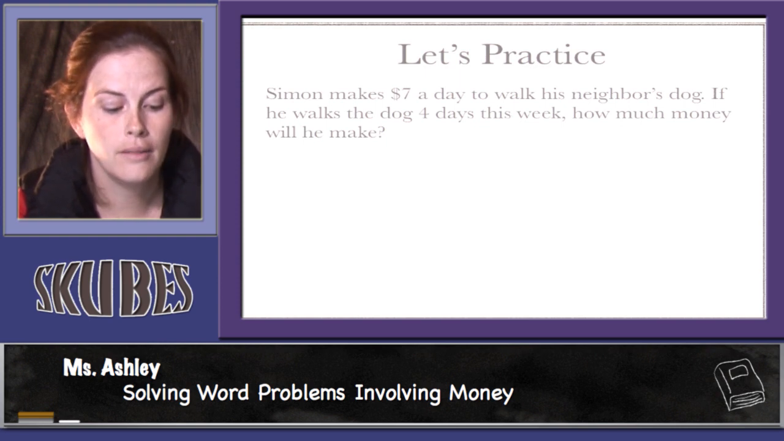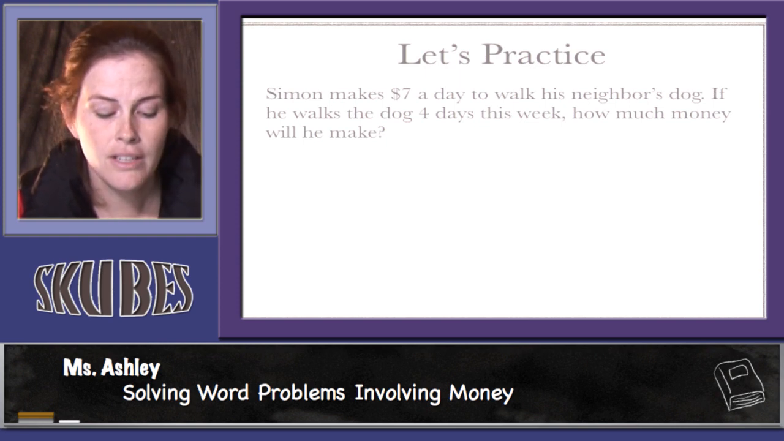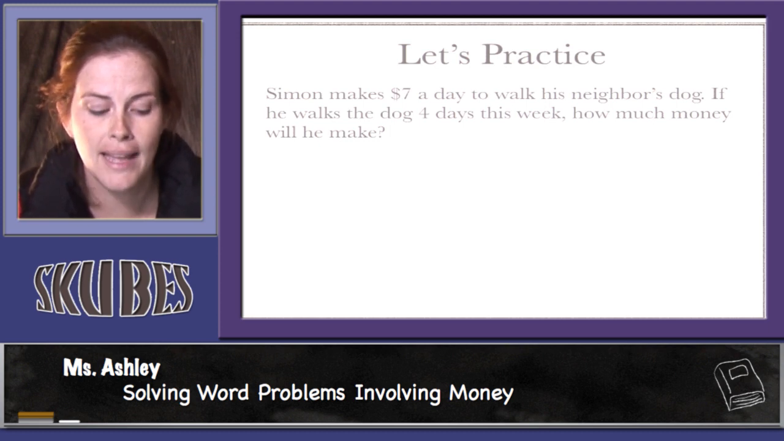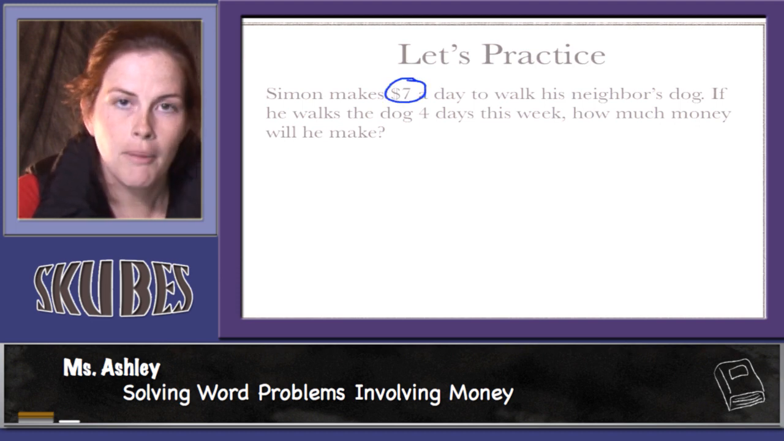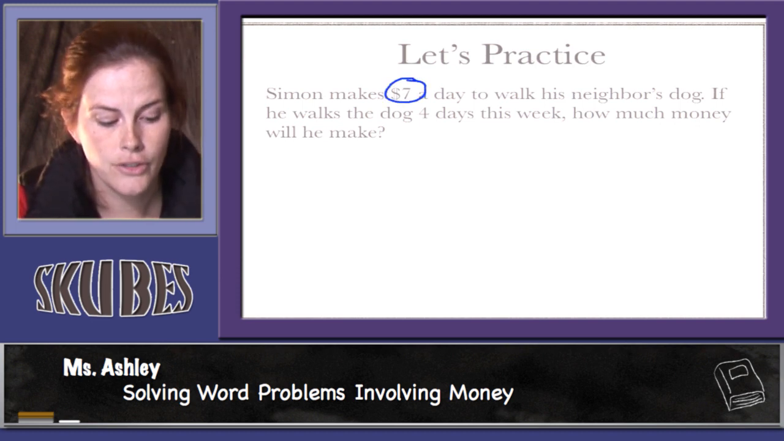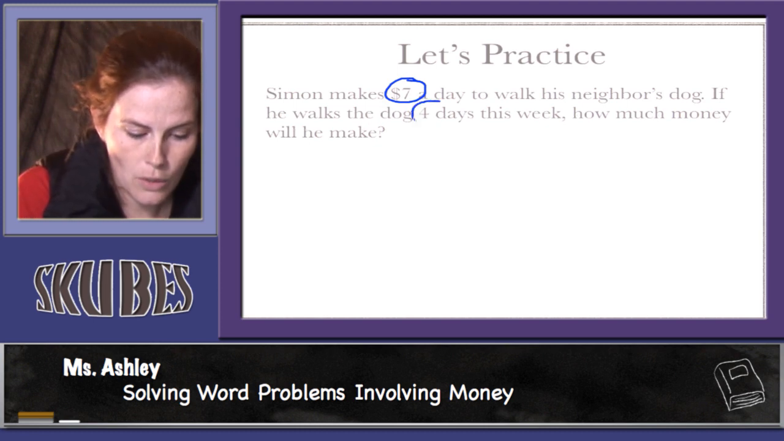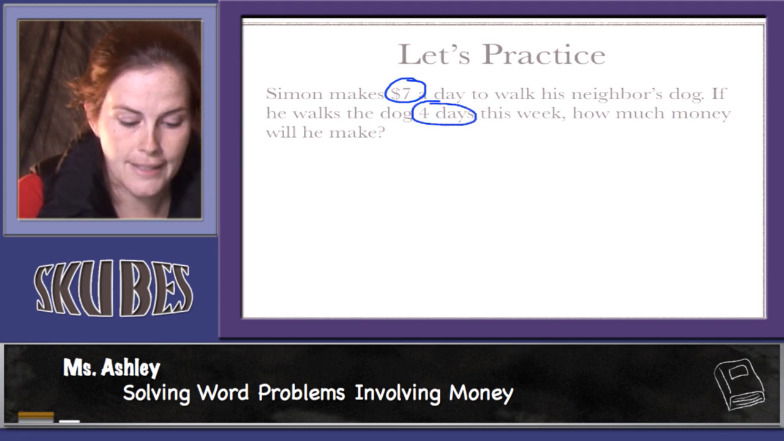All right, let's try another one. Simon makes $7 a day to walk his neighbor's dog. If he walks the dog 4 days this week, how much money will he make? Well, let's think about what we know. Every time he walks the dog, he makes $7. And this week, he's going to walk the dog 4 days.